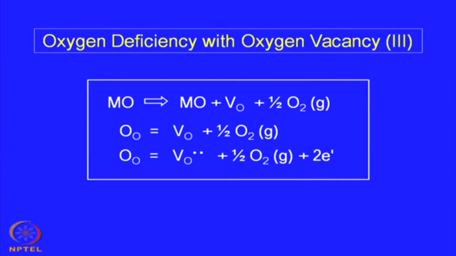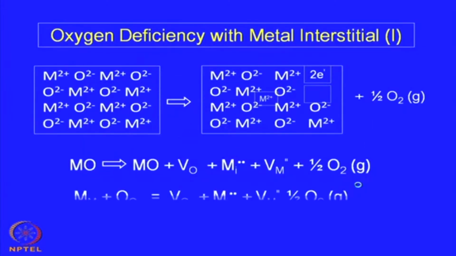And so, in that case, what would be the final equation and the reaction which is taking place? So, this is the final equation step by step. Okay. So, we have discussed this already. Let us go to another situation. Once again it is an oxygen deficiency, but created not by oxygen vacancy, but by metal interstitial, right.